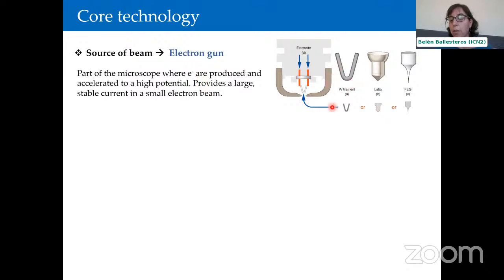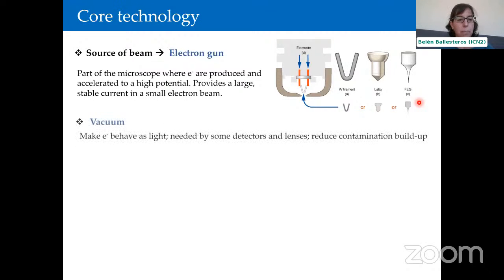So we have different types of guns. We have the tungsten filament, which is the most basic one. We can have the lanthanum hexaboride. Both these two types are thermionic, so you have to heat them to get the electron beam. And also we have field emission guns, like the one here, which, if you want to get high brightness and better resolutions, you get with field emission guns.